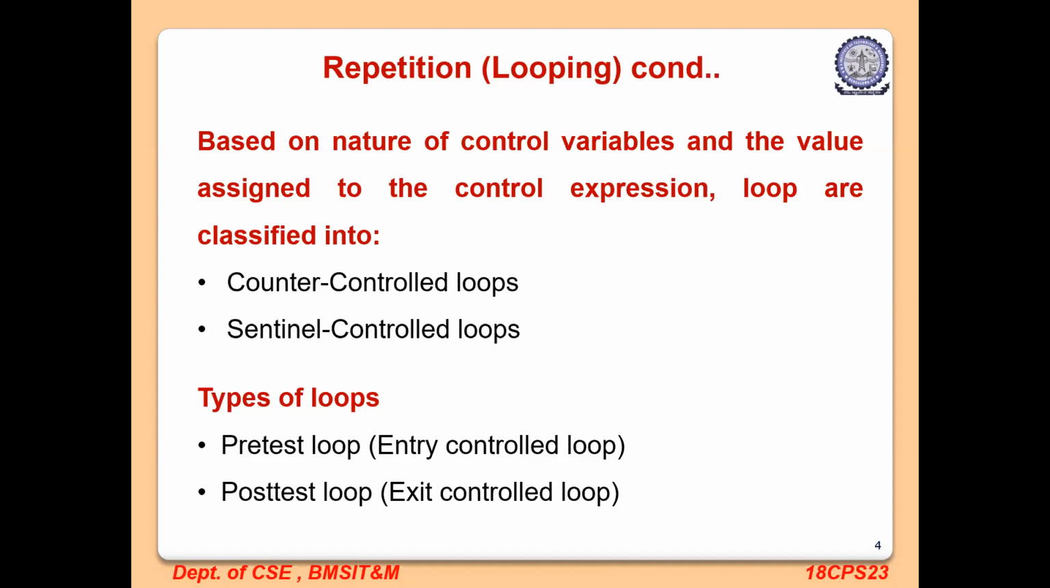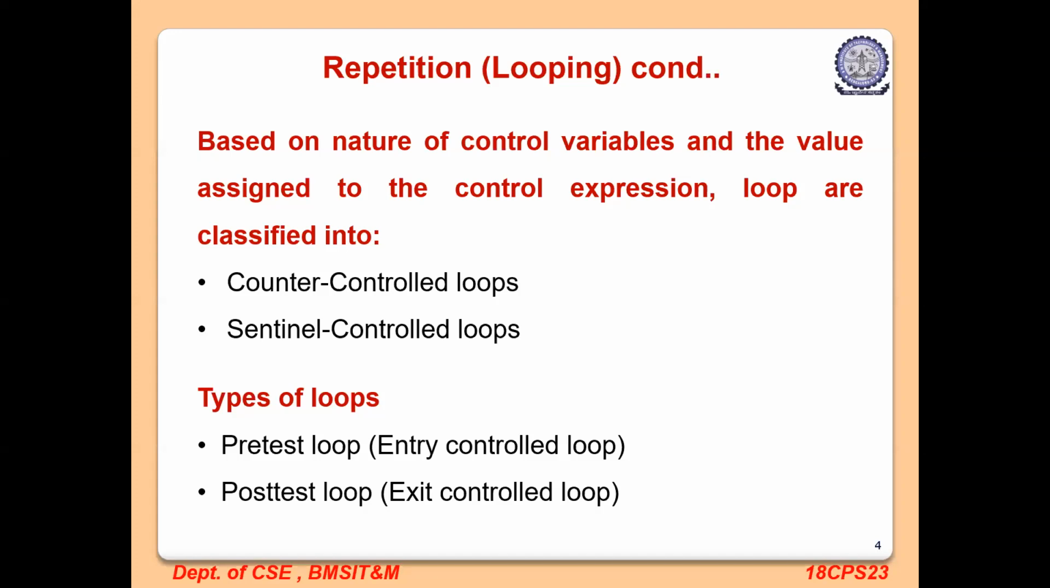When we know in advance exactly how many times the loop will be executed, we use a counter controlled loop. Say, for example, you want to display n natural numbers, and n is predefined. Then the loop is called a counter controlled loop, because the number of repetitions is known in advance.